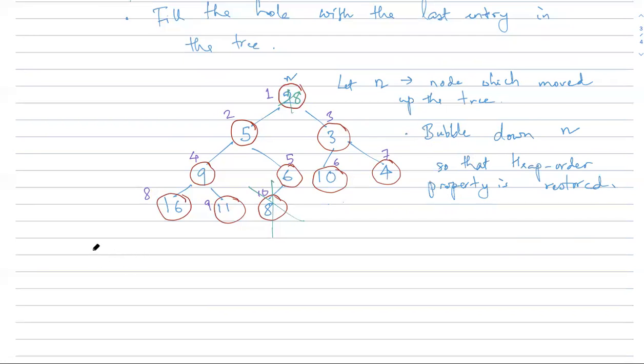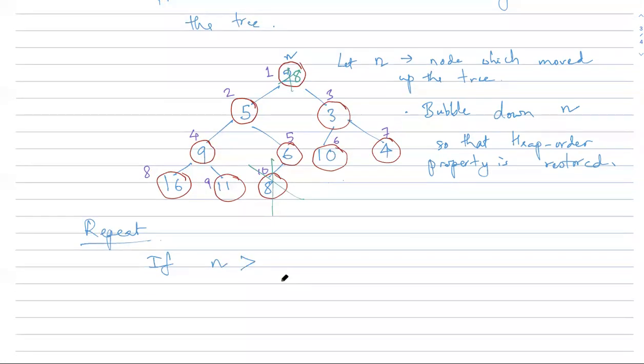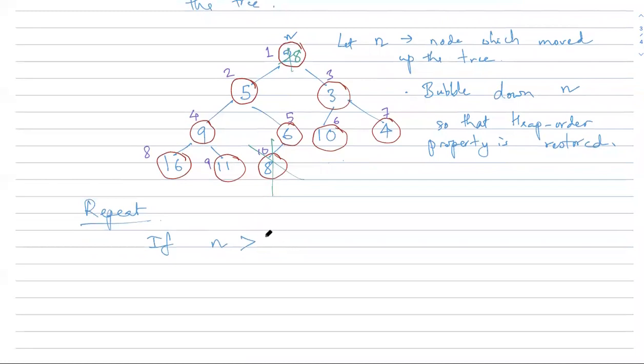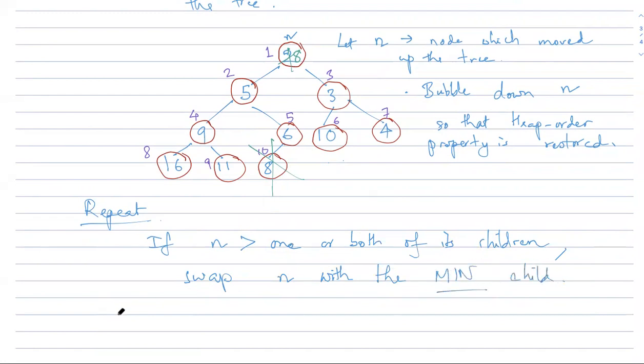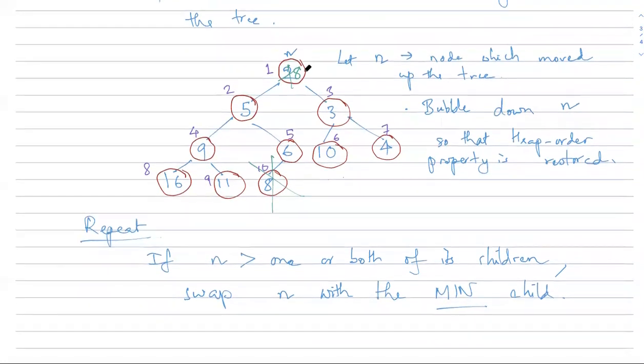So what would that essentially mean? So repeat: if n is greater than one or both of its children, and here we are treating n as the key for n, swap n with the minimum child. Okay, so let's see how we are going to execute this.